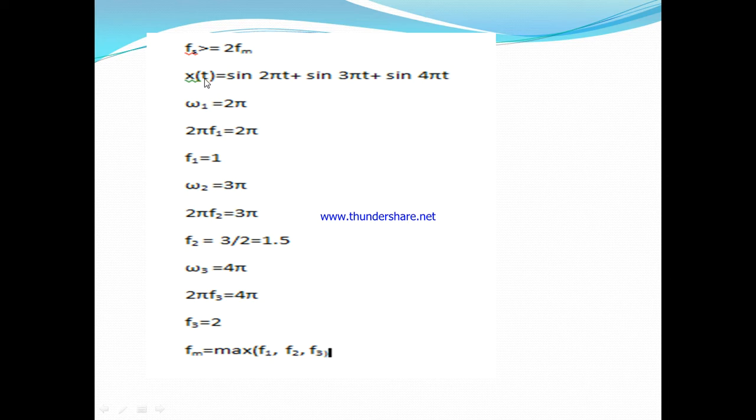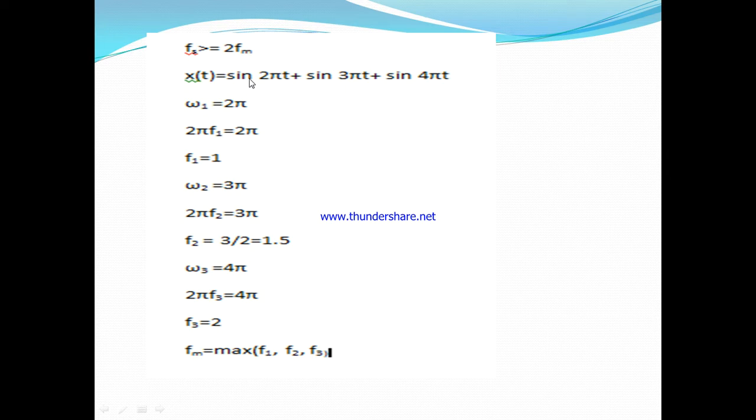Next, here x of t is the example signal or message signal, having sine 2 pi t plus sine 3 pi t plus sine 4 pi t. It's an addition of three signals: the first signal sine 2 pi t, then sine 3 pi t, and the last one sine 4 pi t. So Fm is the maximum frequency of this signal.